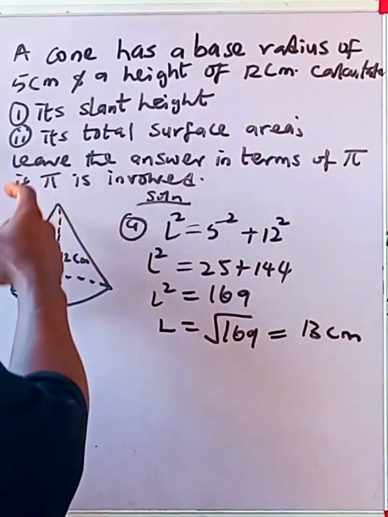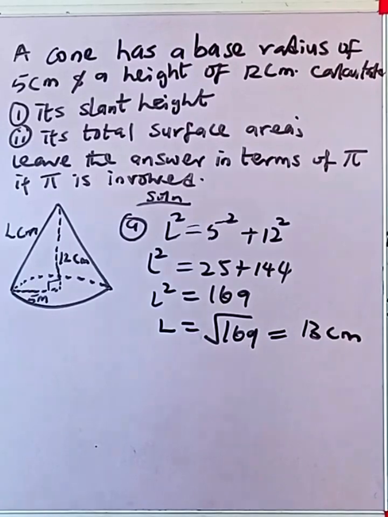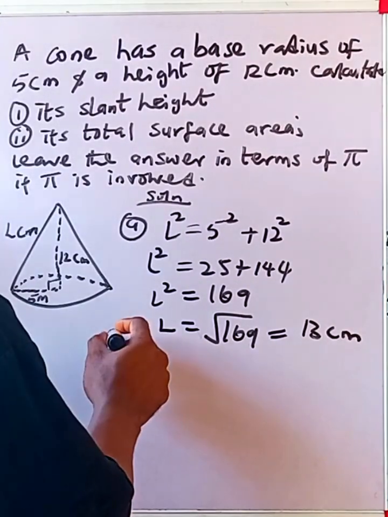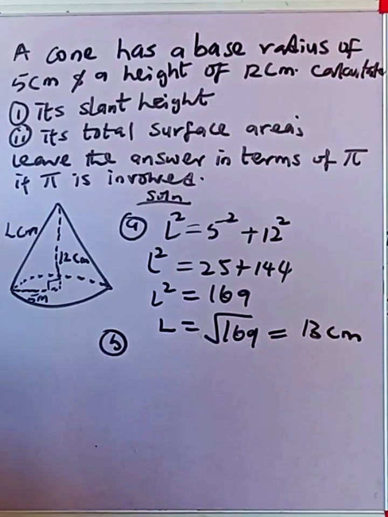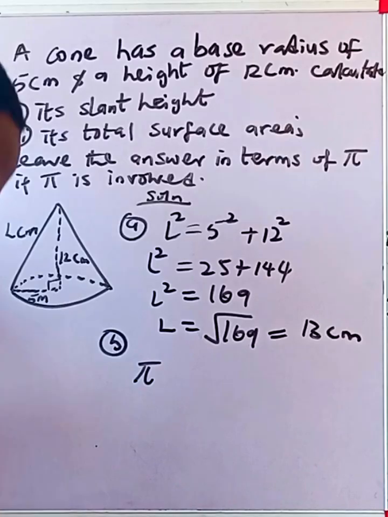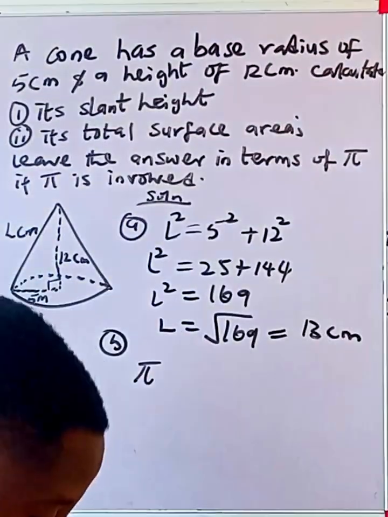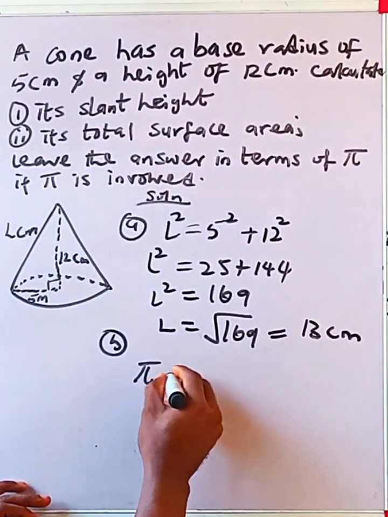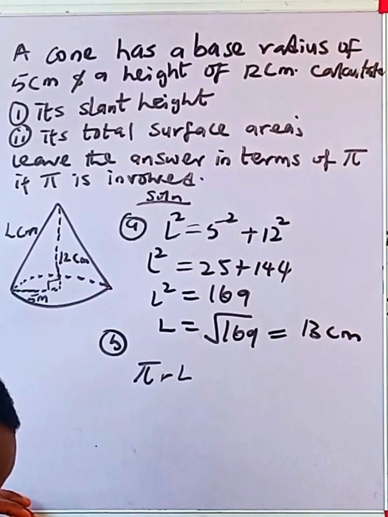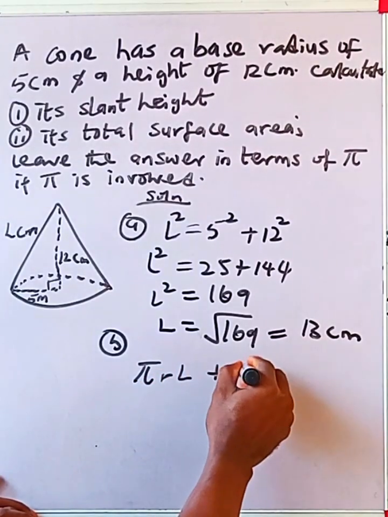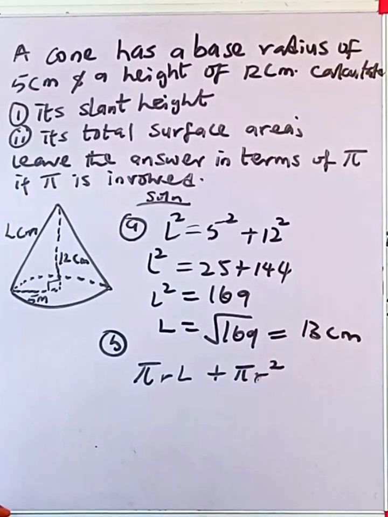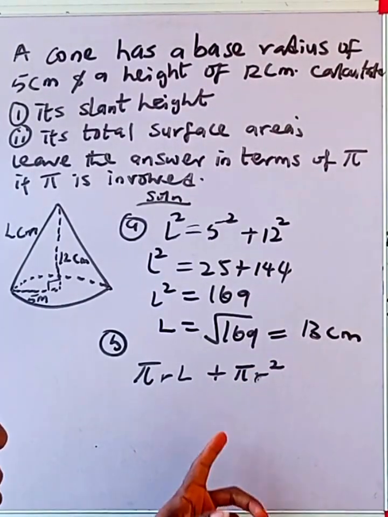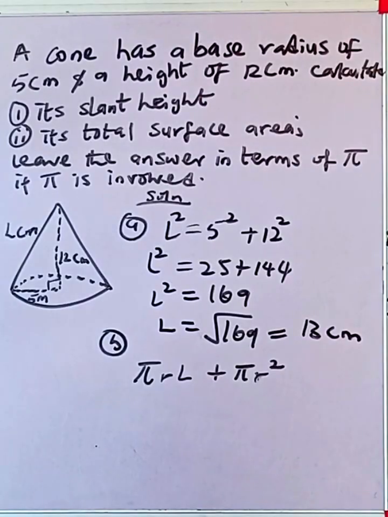The second question says we should calculate its total surface area. So what is the total surface area? The total surface area of a cone is pi r L plus pi r raised to the power of 2. So that is the formula for our surface area.